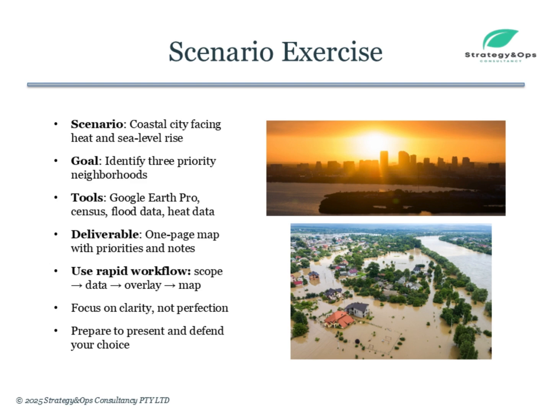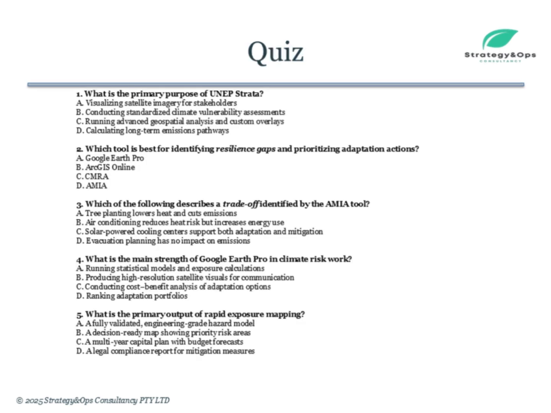Let's begin. Welcome to your quick knowledge check. These 5 questions review the key concepts from Session 3, including climate mapping tools, rapid exposure analysis, and the Australian bushfire case study. Answer each question based on what you've learned about tool selection, interpreting outputs, and applying rapid mapping workflows. Question 1. What is the primary purpose of UNEP Strata?